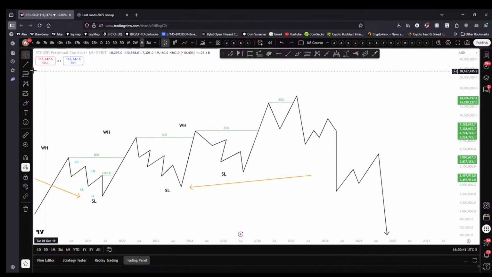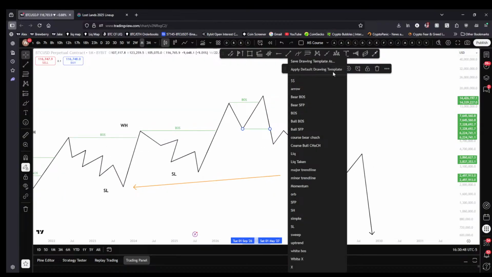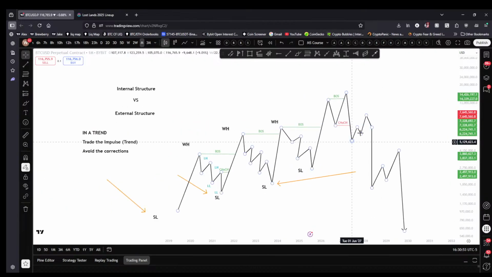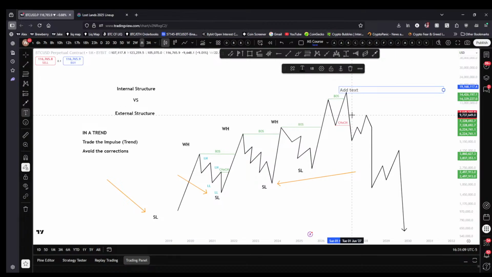Okay, so a change of character is going to be like the market yelling at you, hey, it's time to pay attention, something is changing. What we would call a change of character would be the first time that the structure stops making higher highs and higher lows. So this is your last higher high, and then this is your first lower low.